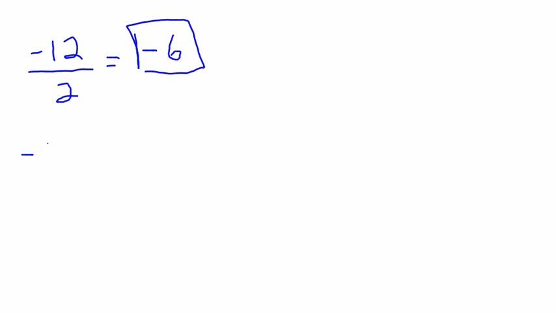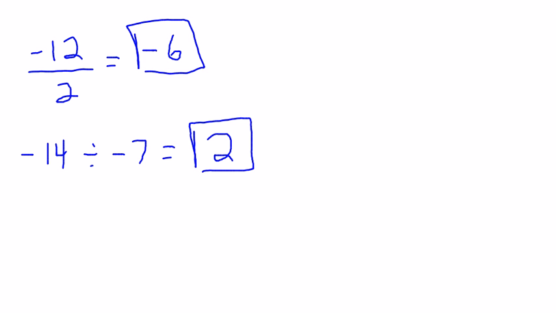What would negative 14 divided by, let's say, negative 7 equal? Well, just like multiplication, when you're dividing two numbers that have the same sign, okay, the answer will always be positive. So a negative 14 divided by a negative 7 equals a positive 2. And then what about, let's say, negative 24 divided by negative 24? Once again, a negative number divided by a negative number gives us a positive answer. So negative 24 divided by negative 24 is positive 1.